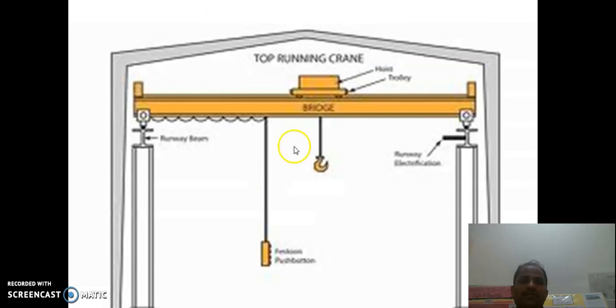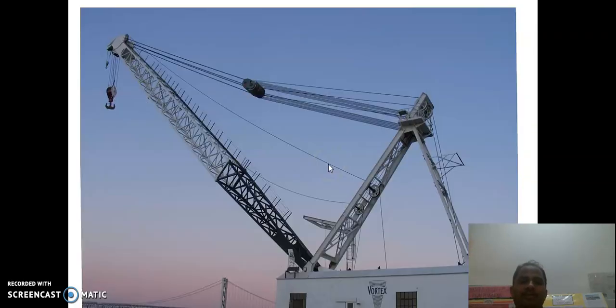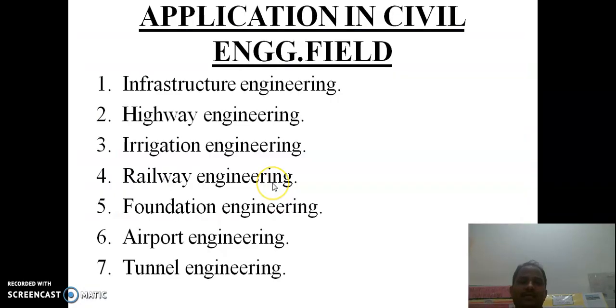Gantry crane. Generally, in industrial sheds, such types of gantry cranes are used. Derrick cranes, and mobile cranes, as the name indicates, are mobile. They can be used on fields at many places. Applications in civil engineering.